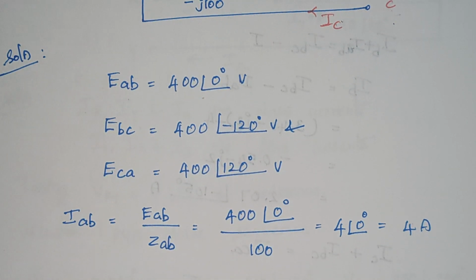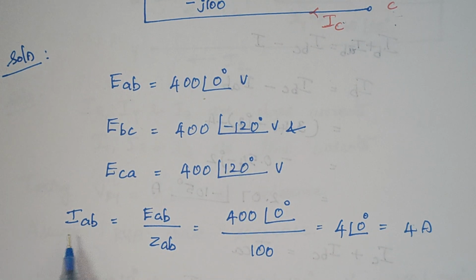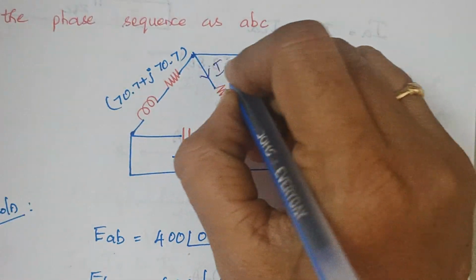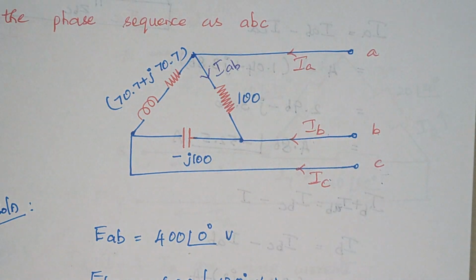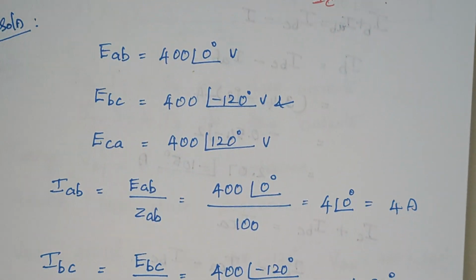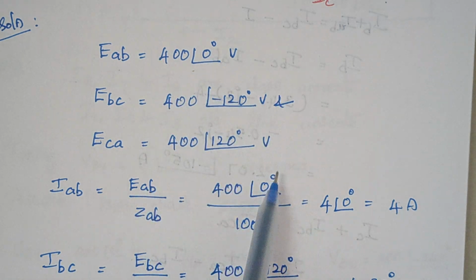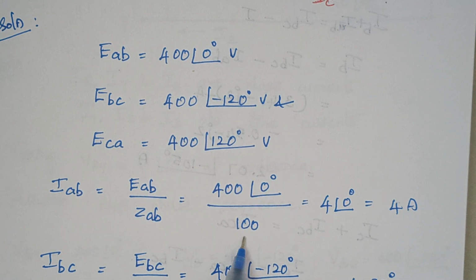And the next thing is IAB. IAB is the current that flows through this path. So here IAB is given by EAB divided by ZAB. EAB is 400 with 0 degrees and ZAB is 100. So here the answer is 4 amps.